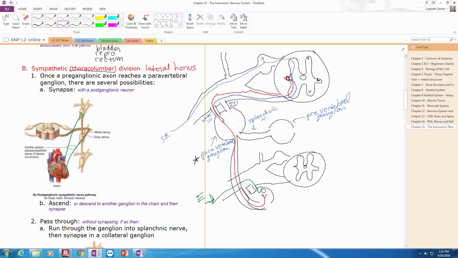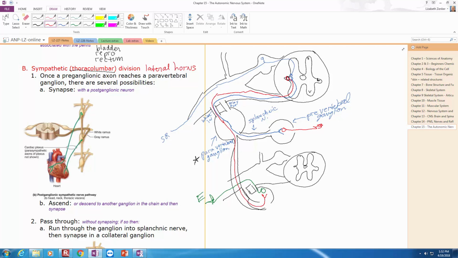So in on white. Let's say he decides not to synapse in the paravertebral ganglion, and he doesn't need to go up or down in a paravertebral ganglion. Maybe he goes straight over to the prevertebral ganglia where he would synapse. And then from there, that guy could then go wherever he's going to his effector. Okay, splanchnic means visceral. So he's probably going to one of the visceral organs at that point.